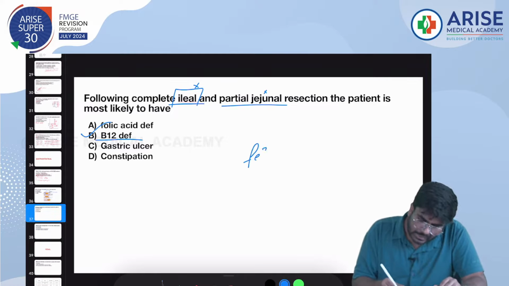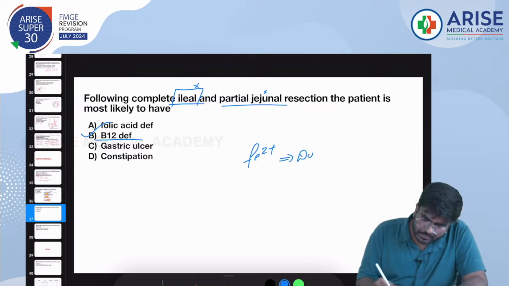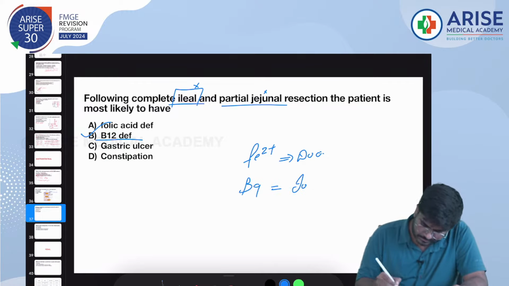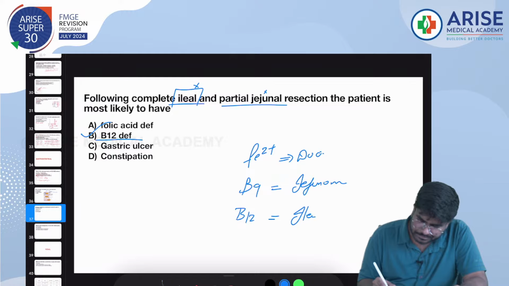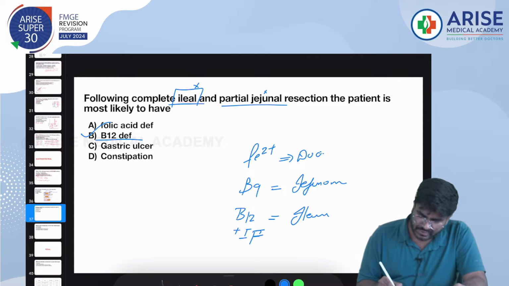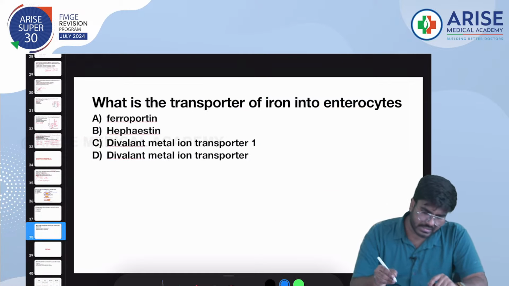See, iron in the Fe2+ form, ferrous form, will be absorbed in the duodenum. Vitamin B9 is absorbed in the jejunum. And vitamin B12 is absorbed in the ileum along with intrinsic factor. Only in the presence of intrinsic factor is vitamin B12 going to be absorbed in the ileum. Okay, next.